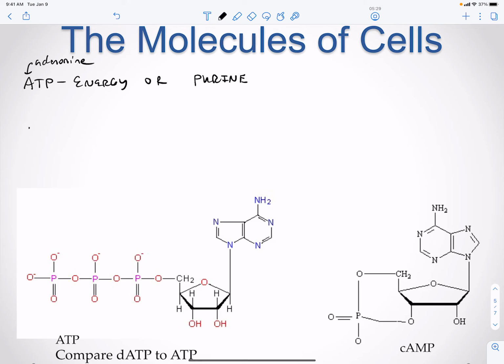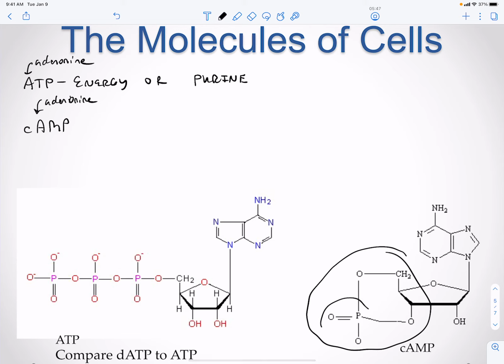And we also have something called cyclic AMP. The A, again, is adenine. And C stands for cyclic. Here we see we're forming this cyclic or enclosed form. And cyclic AMP, so here's the AMP with the phosphate group here. This is going to be important in signaling. We're going to talk about glucagon signaling, epinephrine signaling, and they're all going to use cyclic AMP as part of the signal transduction.